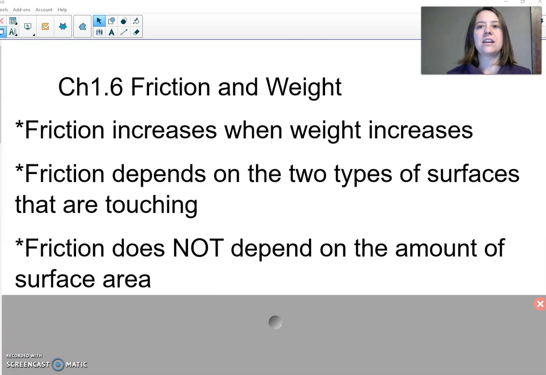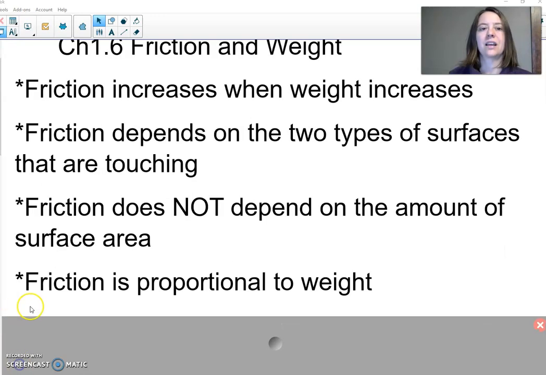And we will find in our experiment 1.4 that friction does not depend on the amount of surface area. So when we're pulling it on this big surface, it's going to have the same amount of friction as the smaller surface. And friction is proportional to weight. As we know, friction increases when the weight increases, so that means that they are proportional.